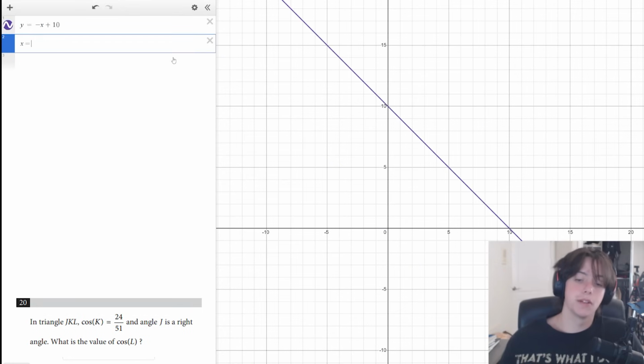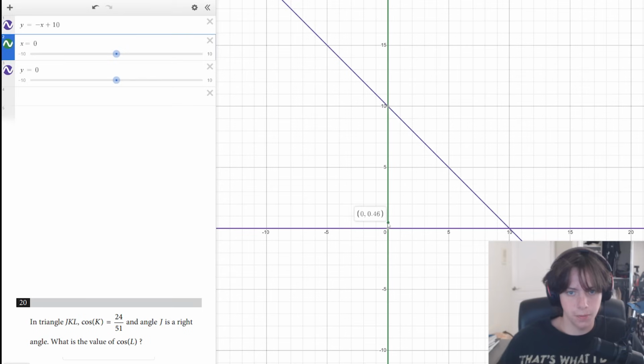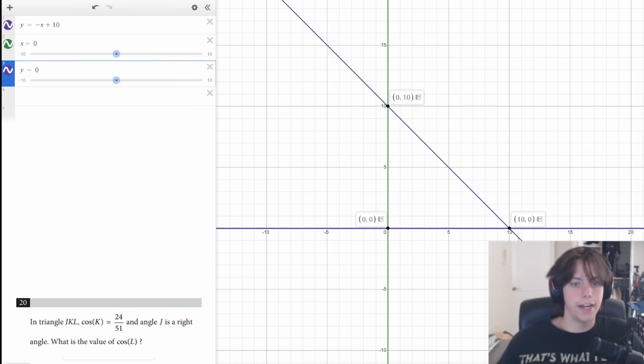So I'm going to show a quick triangle. This is just for me, to see the angles. And we know that angle J is a right angle, so at the origin it would be J. It would be JKL.